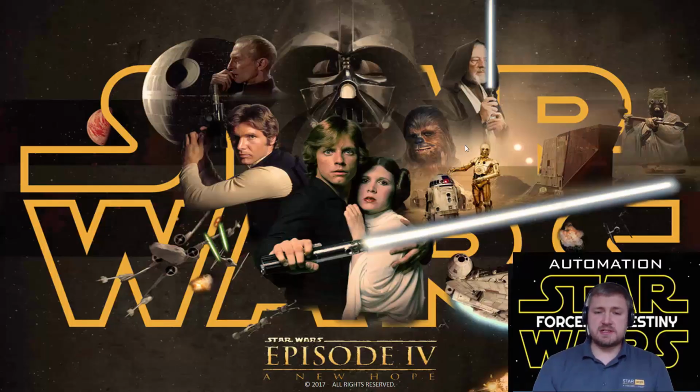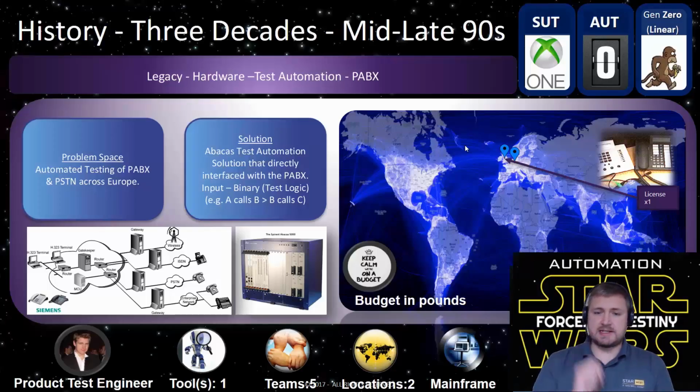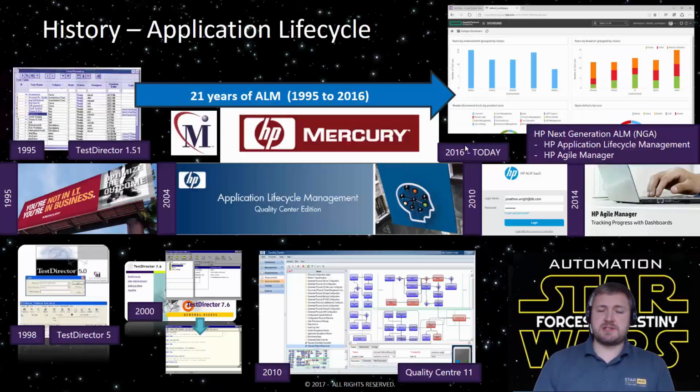When I started my journey in the mid-90s, there was no UI automation. My first taste of automation was an abacus, which was programmed in binary and made various different phone calls between different devices through a PABX. However, I was still testing manually as well, and in this case I was using test management tools such as Test Director, which was released in 1995 and looked more like Excel than anything else.